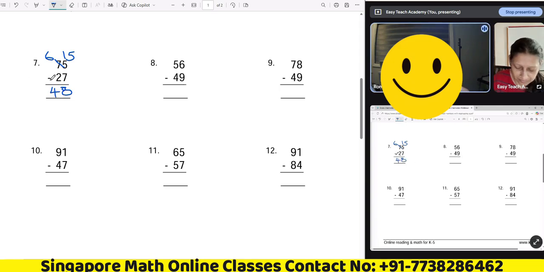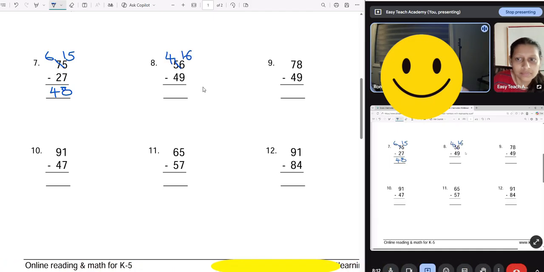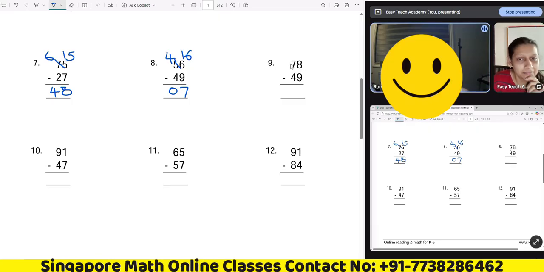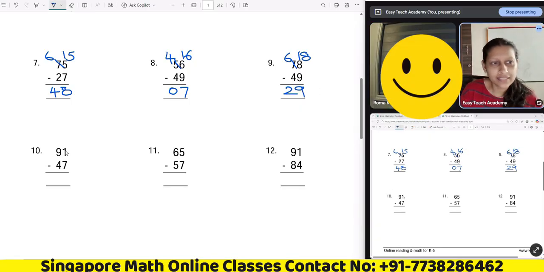Next. 5 minus 1 equals 4. 6 becomes into 16. 16 minus 9 equals 7. 4 minus 4 equals 0, so the answer is 7. Wow. Next. 7 minus 1 equals 6. 8 becomes into 18. 18 minus 9. Done all sums, dear.